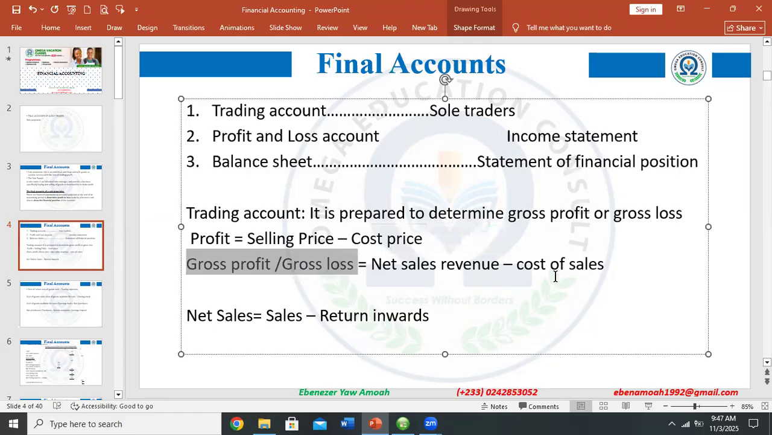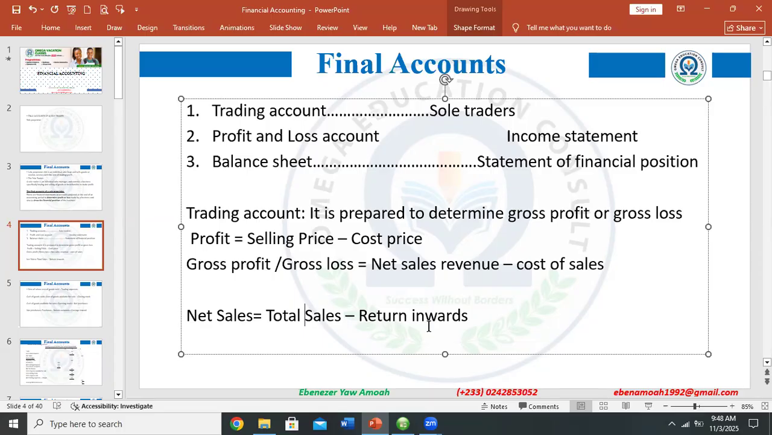So professors, let's look at what net sales revenue is. Your net sales revenue simply is your total sales minus return inwards, or less any return inwards. I think we are all familiar with the term return inwards. Goods that are returned by customers. So the goods you sell out, which are returned back to you, you have to less that from your total sales to get your net sales revenue.